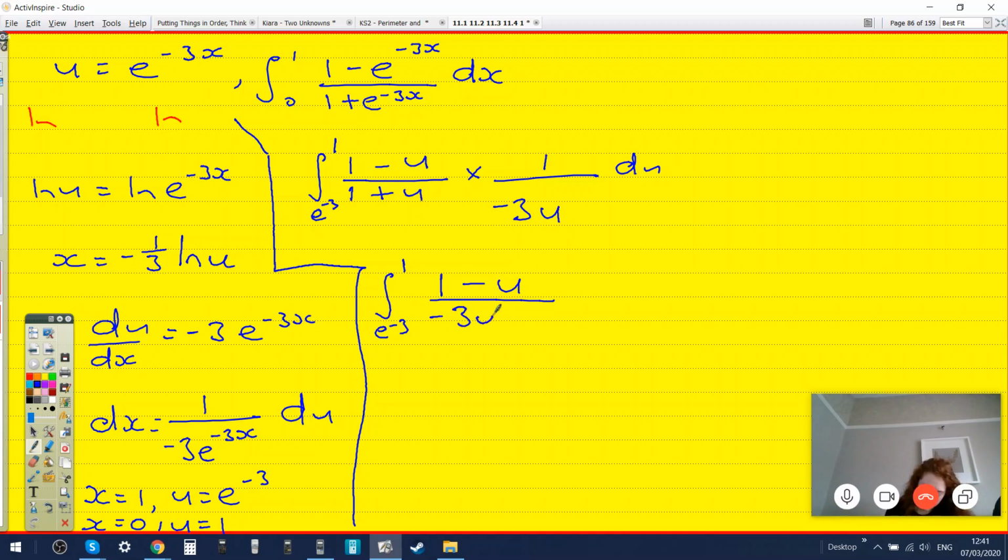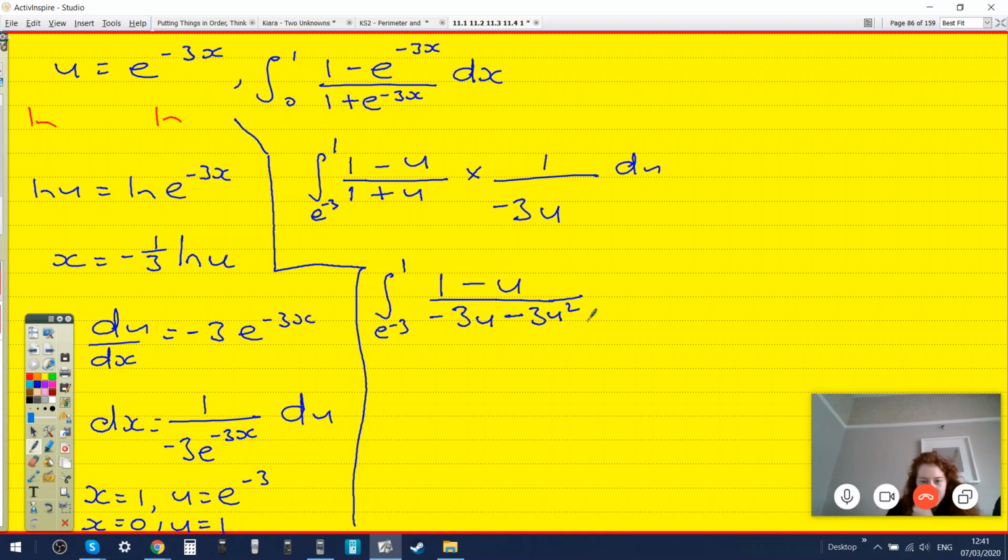So it'll be minus 3u, and then minus 3u squared. Squared, yes. Okay, we're integrating this thing. How do we do this?